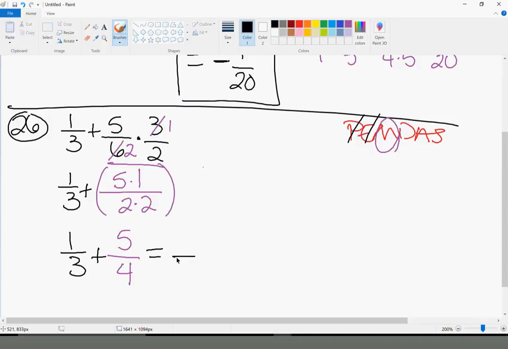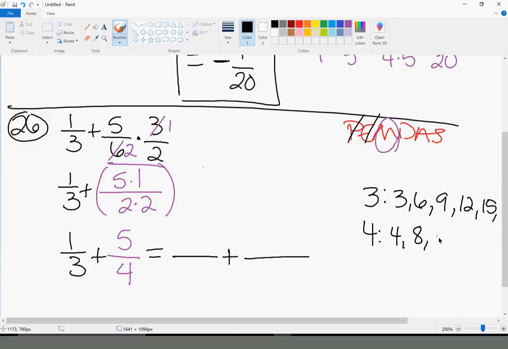Now we're ready to deal with an addition. So to add fractions, we must have a common denominator. So 3 and 4 have a common multiple, the least common multiple of 12. Because remember, if you have 3 and then you have 4, multiples of 3: 3, 6, 9, 12, 15, and so forth. Multiples of 4: 4, 8, 12, 16, and so forth. The least common one would be 12. So 12 is going to be our least common denominator.